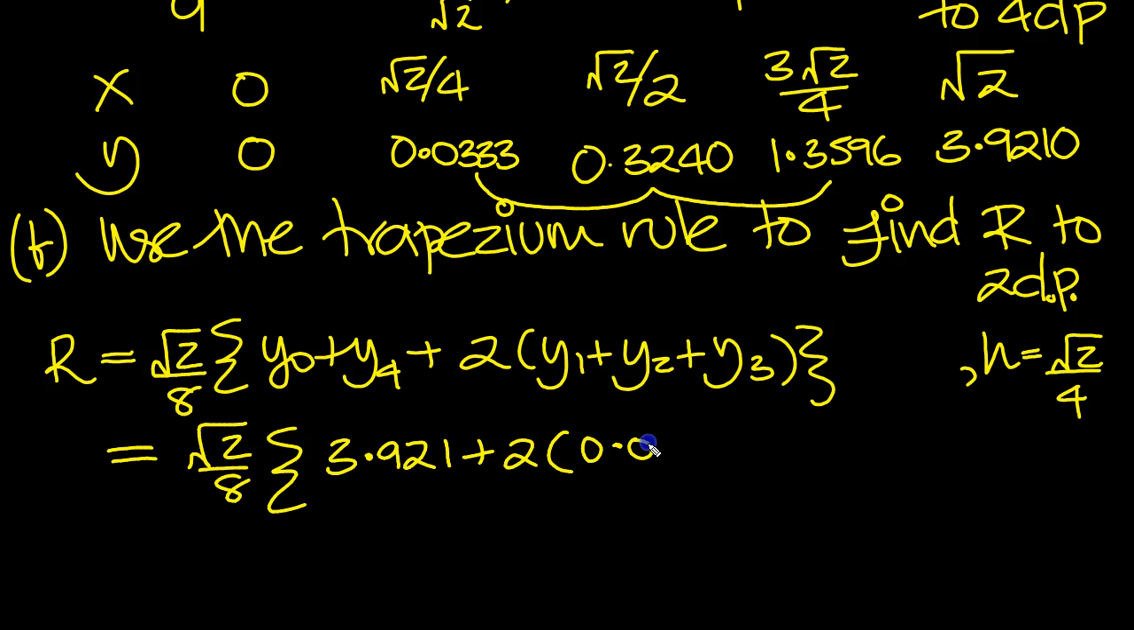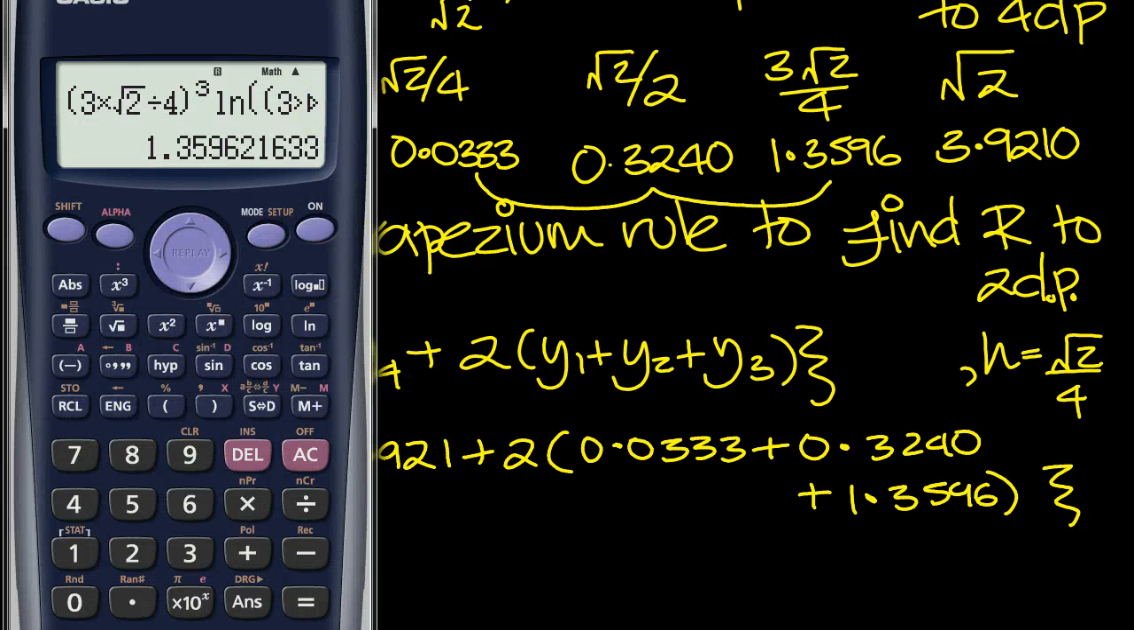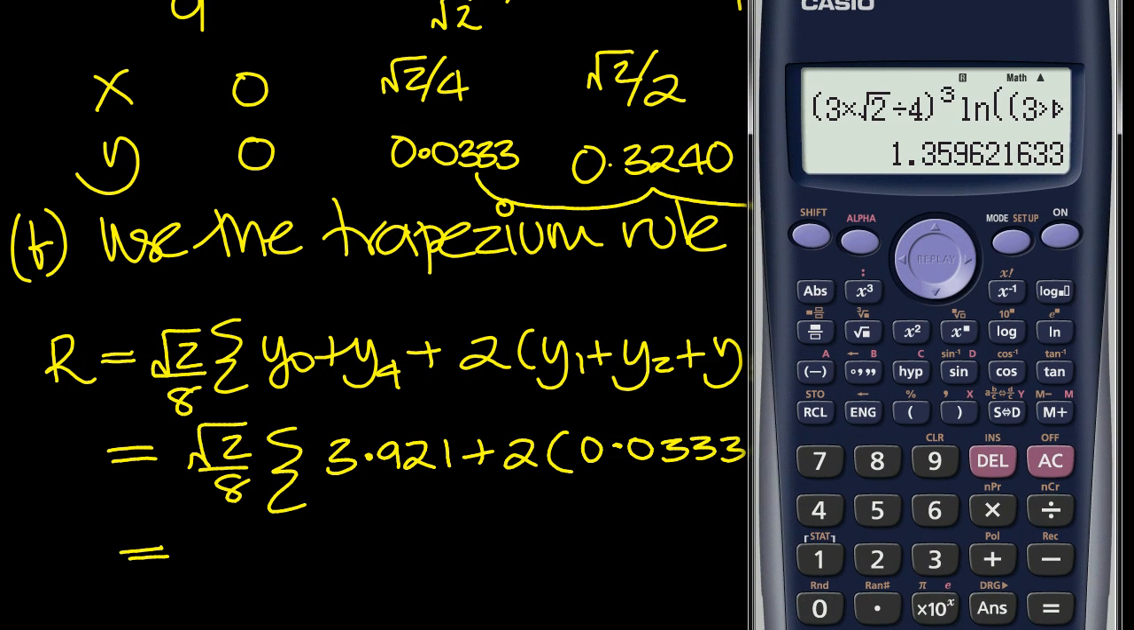So it's 0.0333 plus 0.3240 plus 1.3596. Close that bracket, close the brace. So that will equal to then. Now we need to tap this in the calculator. So let's move it over here to start with then.